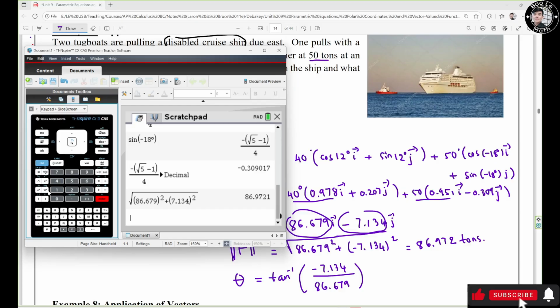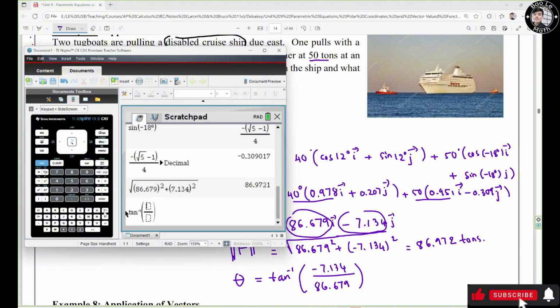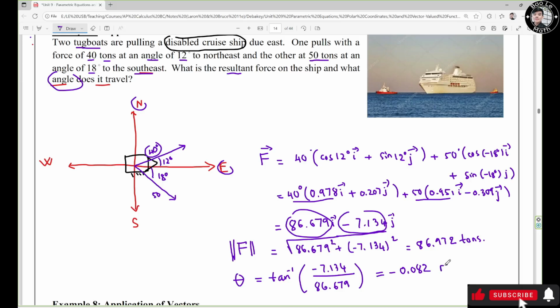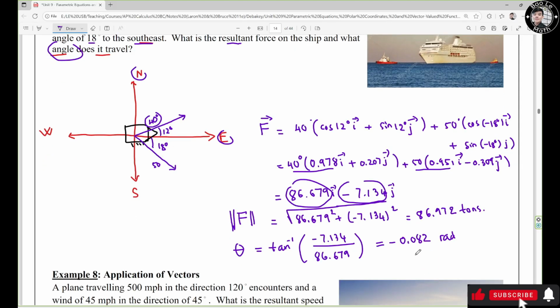So we're gonna press inverse tangent right here, and then press the fraction right here. Negative 7.134 over 86.679, right? And press enter. The answer is negative 0.0082 radian, right?